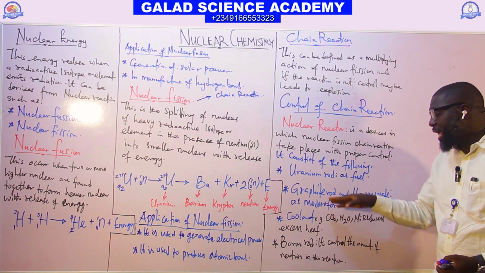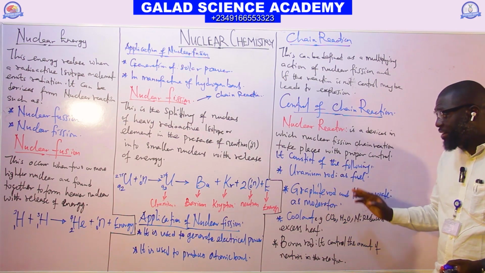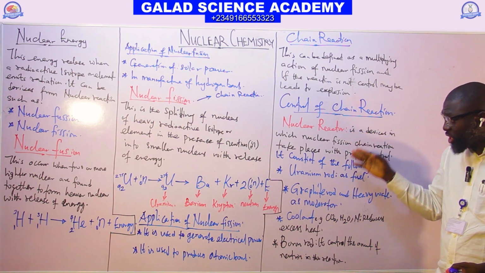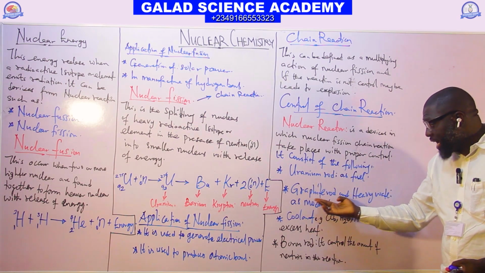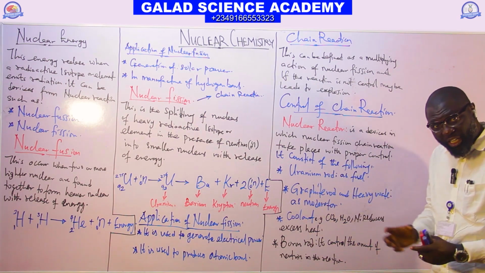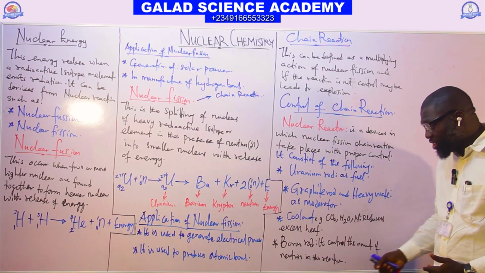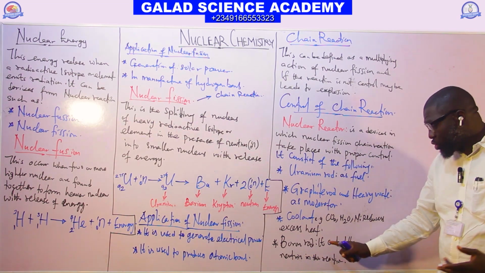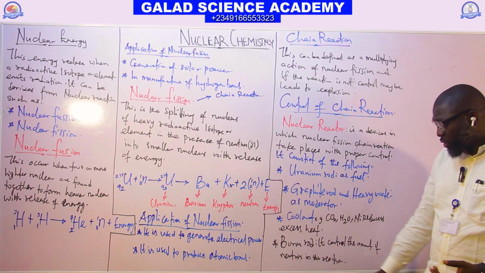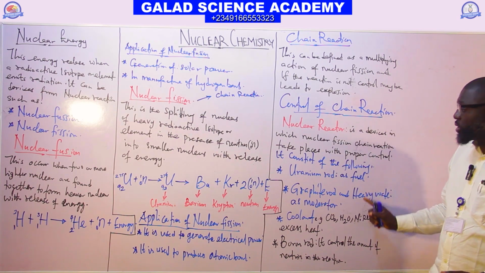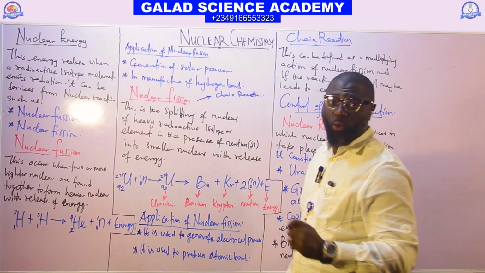So the moderators are heavy water and graphite. Uranium serves as the fuel of the reaction. The graphite and the heavy water moderate the reaction. Coolant reduces excess heat in the reaction. And then we have the boron rod to control the amount of neutron in the reaction. So that is all about the chain reaction.